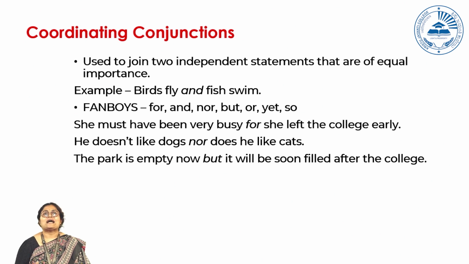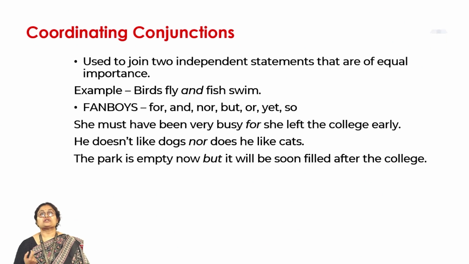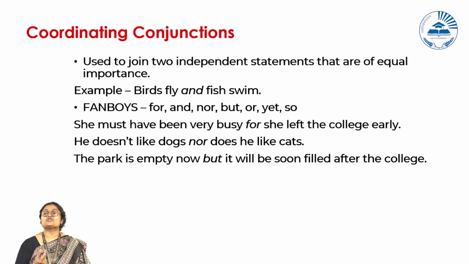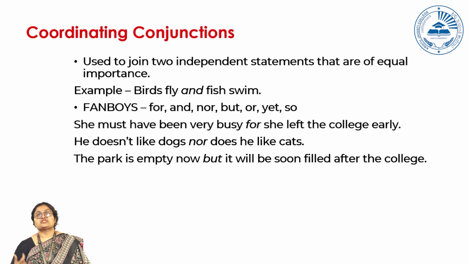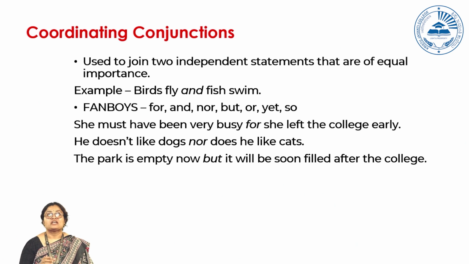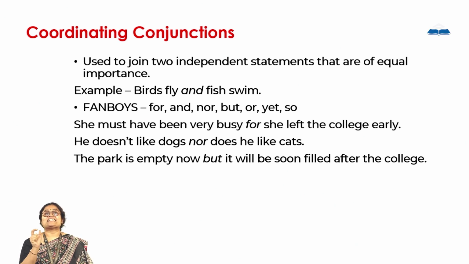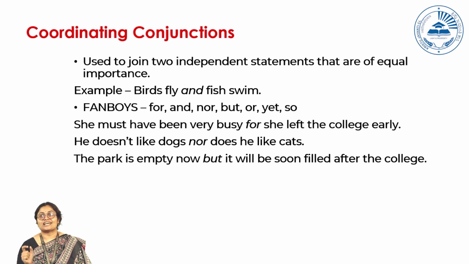We will take an example and look at what it means. So look at the example. Birds fly and fish swim. Here we are taking two beings, birds and fish, and we are talking about the activity that they do, right? Birds fly and fish swim. Even without the conjunction, these two sentences can stand independently. So the conjunction and is acting there as a coordinating conjunction.